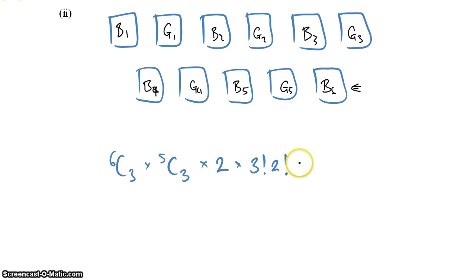What about in the back row? I've got 3 factorial ways of arranging the boys, 3 factorial ways of arranging the girls. So what does that give me? That gives me a very, very big number, but you guys can work that out now. It is 172,800 ways.